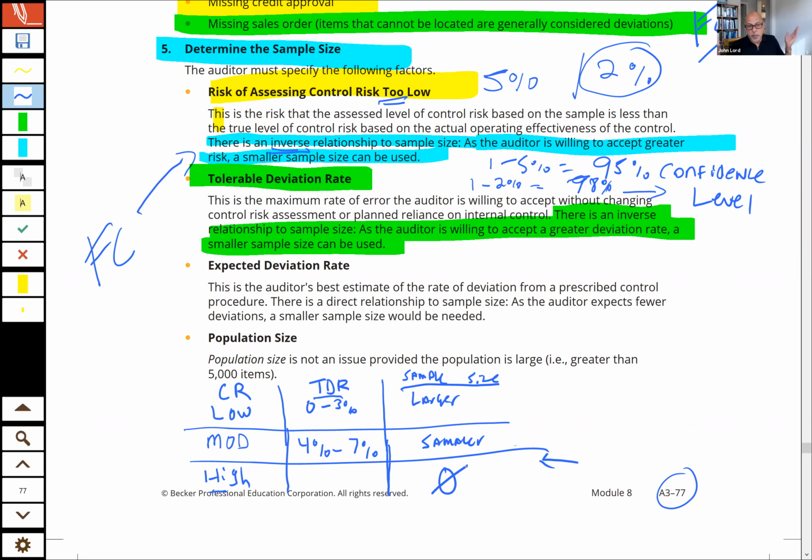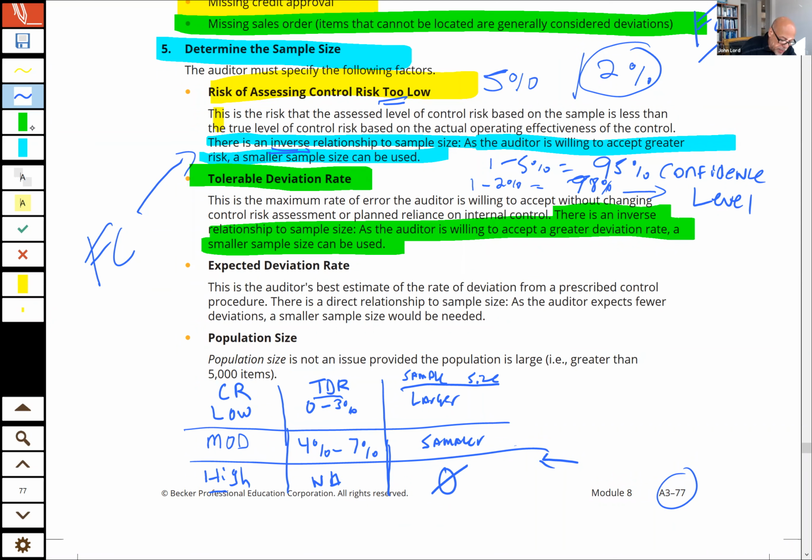Very good. Right? If I assess my control risk at high, my risk of material misstatement is high, what do I do? I bypass the testing of the operating effectiveness of controls and I go straight to my substantive testing. So tolerable deviation rate becomes non-applicable here. It's simply, you've assessed your control risk at high, don't do your control testing. Okay, so again, inverse relationship between my tolerable deviation rate and my sample size.